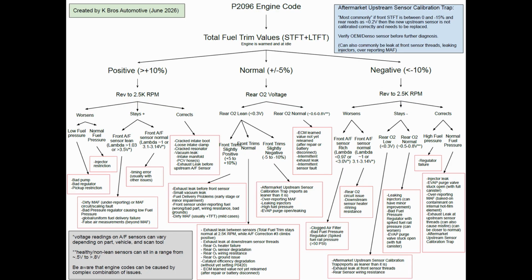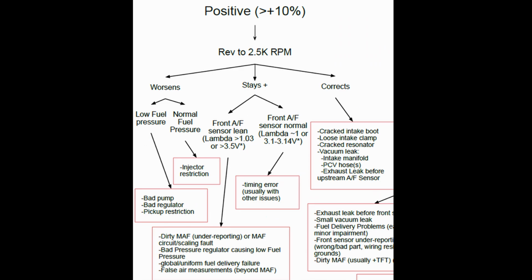If we have a positive total fuel trim value, this means the STFT plus the LTFT was greater than 10%. We can rev the engine in park or in neutral to 2,500 RPMs. And then we can look at what happens. Does the fuel trim worsen? Does it become even more positive? Does it stay positive in that same range? Or does it actually correct itself and go down closer to 0?